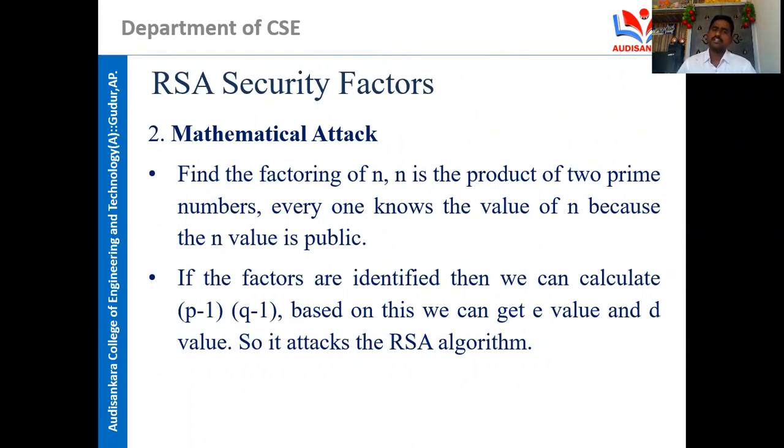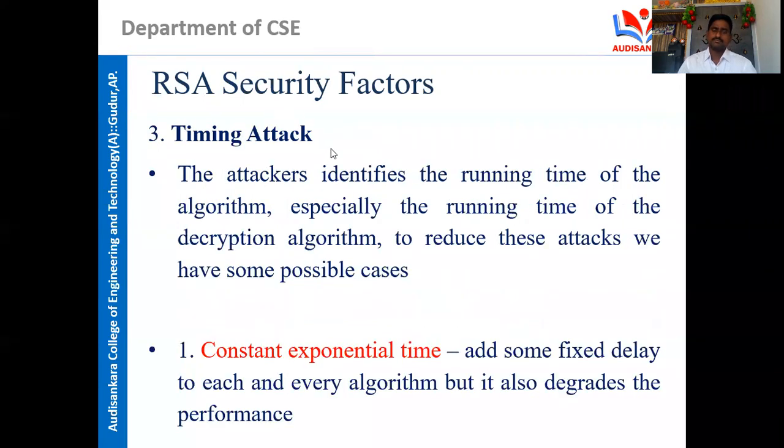So they are trying to find the factoring of n. How do they know n? n is public. After that, they try for the factors. If the factors are identified, then the problem starts. Then they can calculate p minus 1 and q minus 1. Based on those values, they can easily get the e value and d value. So their attack is happening on that. That is mathematical attack. And the third one is timing attack.